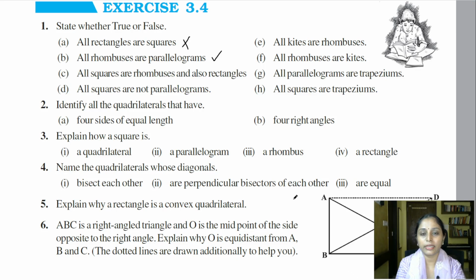Okay, so the second one is true. Next, all squares are rhombus as well as rectangles. Okay, now this is also true. All squares are rhombus as well as rectangles.